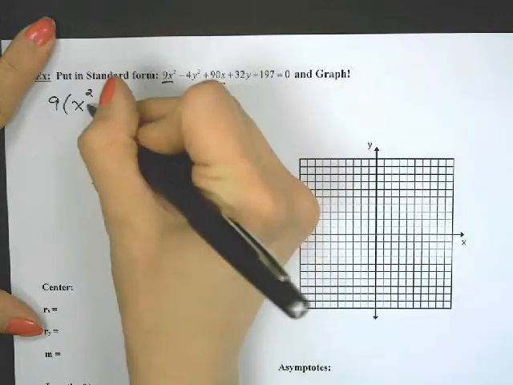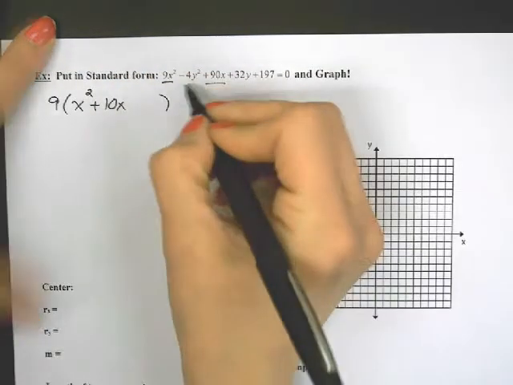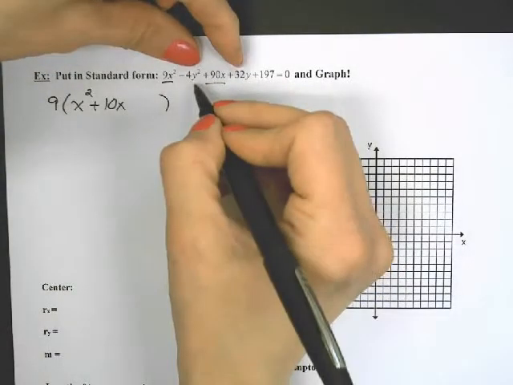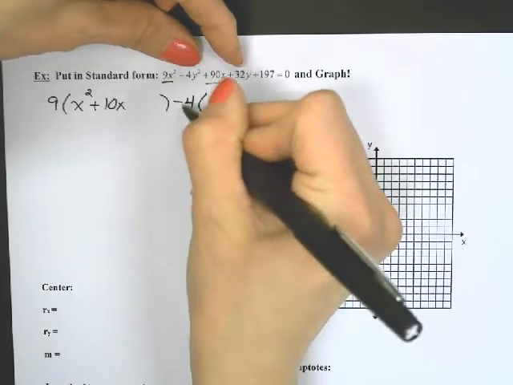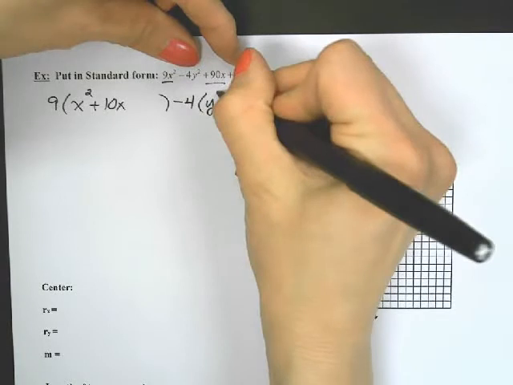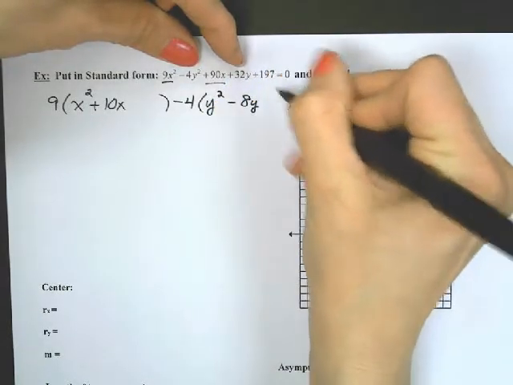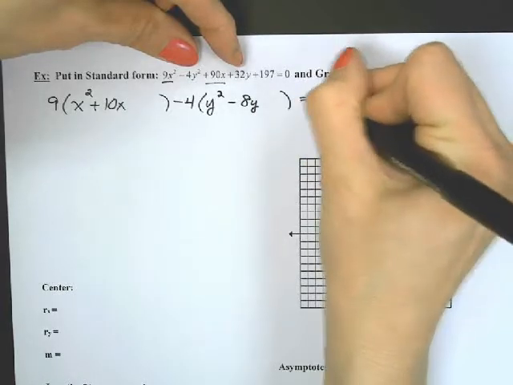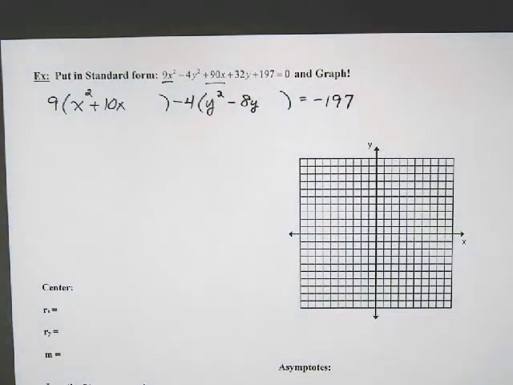X squared plus 10x. Okay, I'm going to leave some space. The y's are going to go next, but I am going to factor out a negative 4. Very important that you put a plus or minus there. This is a minus. It's going to be a hyperbola. Y squared minus 8y. And I'm going to go ahead and move that negative 197 there on the right side. Okay, it's half and square time, people.